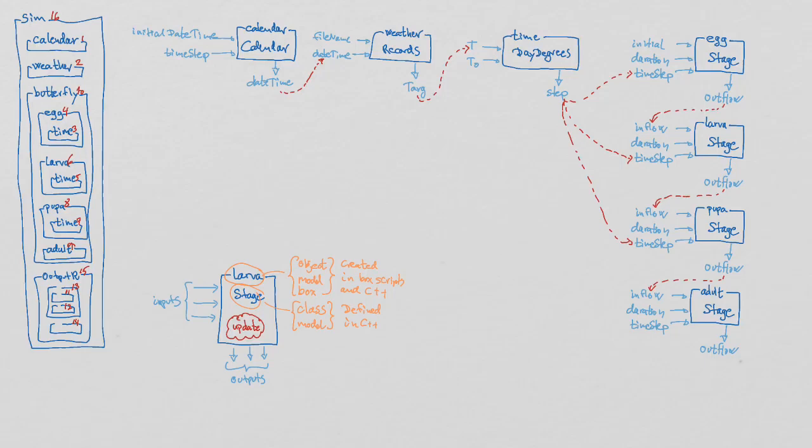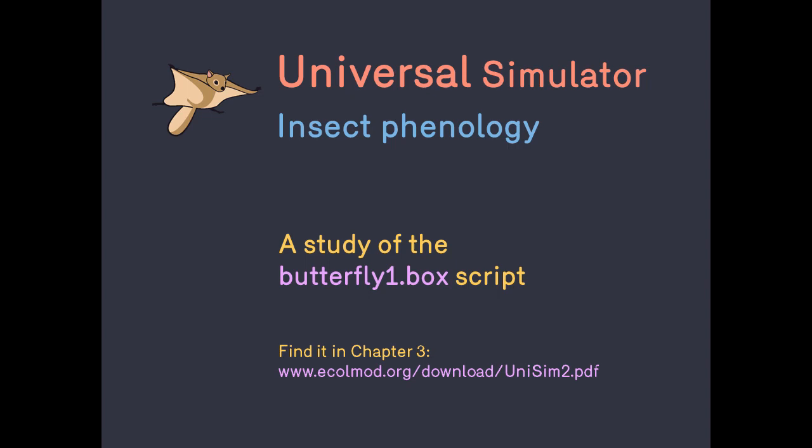Now take a look at the overall picture. On the left, you see the structure of the model, how models are combined into sequences and grouped inside each other. On the right, you see the information flows between boxes through their input and output ports. Information flows freely across any structures on the left. That's all. I hope that you now feel ready to start developing your own phenology models of insects and plants, or whatever you like. Thanks for watching.